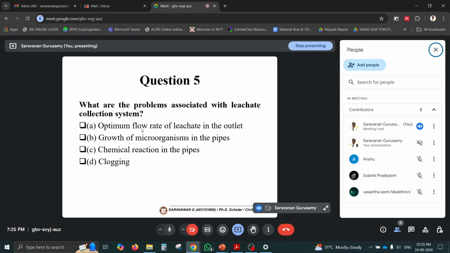We don't require flow rate and all, because leachate may be produced anytime, any quantity will be there. So we don't require the flow rate and all, like in a sewage treatment plant. But the growth of microorganism in the pipe is a problem, and the chemical reaction in the pipe is a problem because it may create incrustation in the pipe, and precipitation will be there, and then clogging. So B, C, D will be correct.